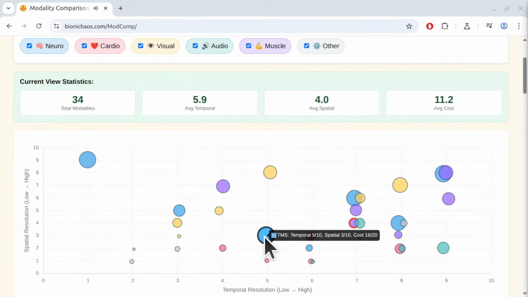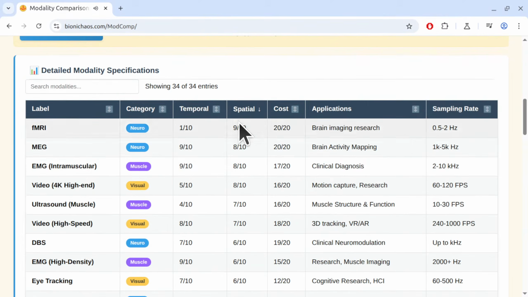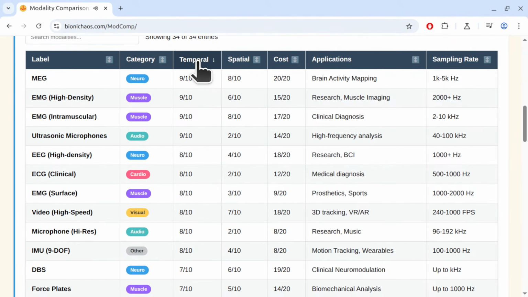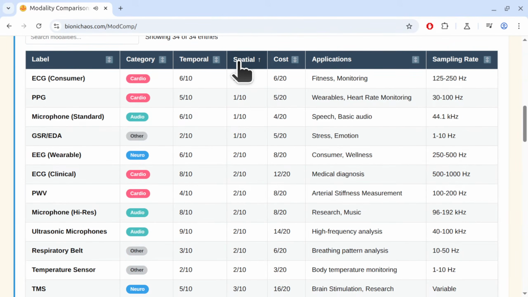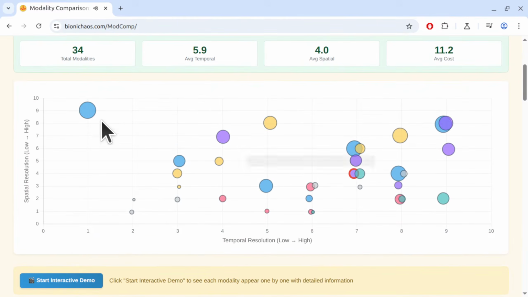Got it. So this really highlights that navigating this landscape is all about trade-offs. Getting both high speed and high detail at the same time is technically very difficult and usually incredibly expensive. You often have to choose. Do you need the crystal clear where or the lightning fast when? Exactly. Let's revisit that fMRI versus EEG comparison. We said fMRI is 9 spatial, 1 temporal, 20 cost, great where, slow when.